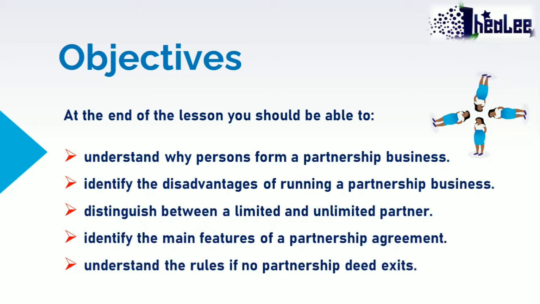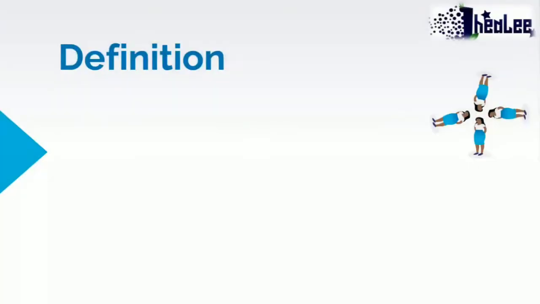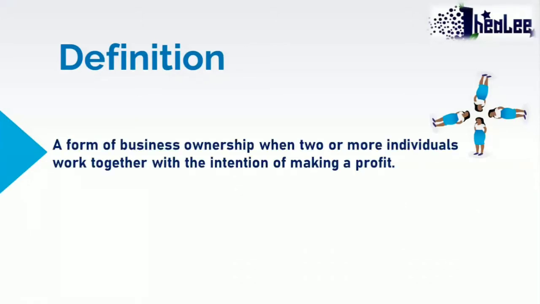So what would you do if there is no partnership deed? We'll start with the definition first. A partnership is a form of business ownership when two or more individuals work together with the intention of making a profit. The maximum would be 20 individuals, so that would be 2 to 20 individuals working together with the aim of making a profit.